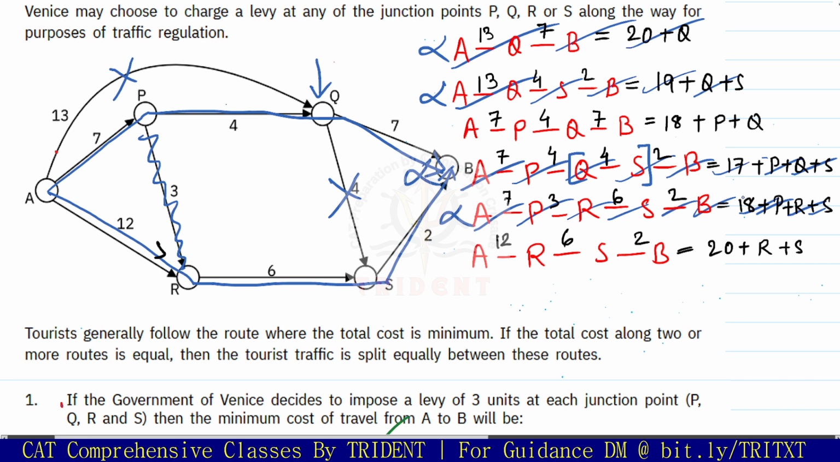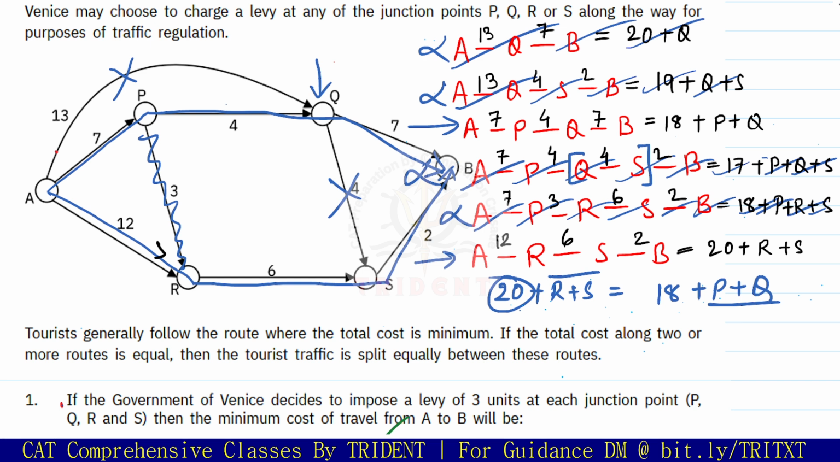And if I need to make sure that these routes are following the levy, I need to make some sense, right? So this can be now written as 20 plus R plus S is equal to 18 plus P plus Q. I hope that made sense. This means P plus Q has to be 2 plus R plus S. Let's see if this is true with the options. Again, we have to make use of the options.